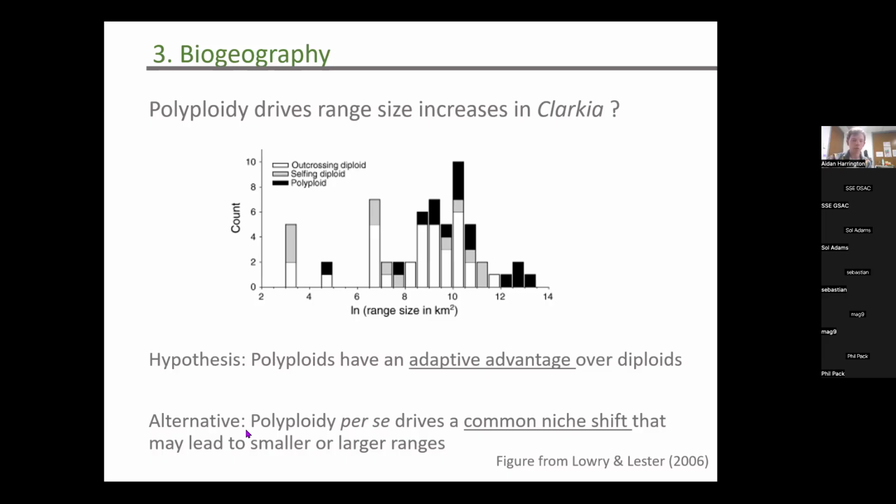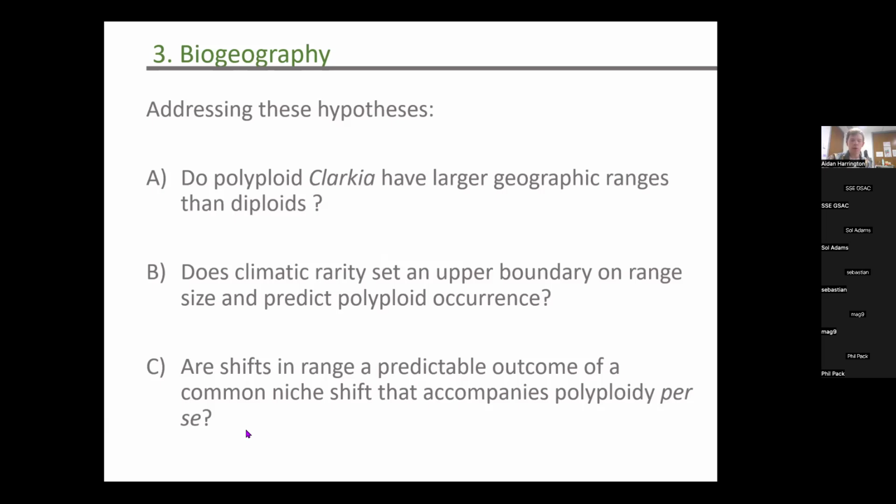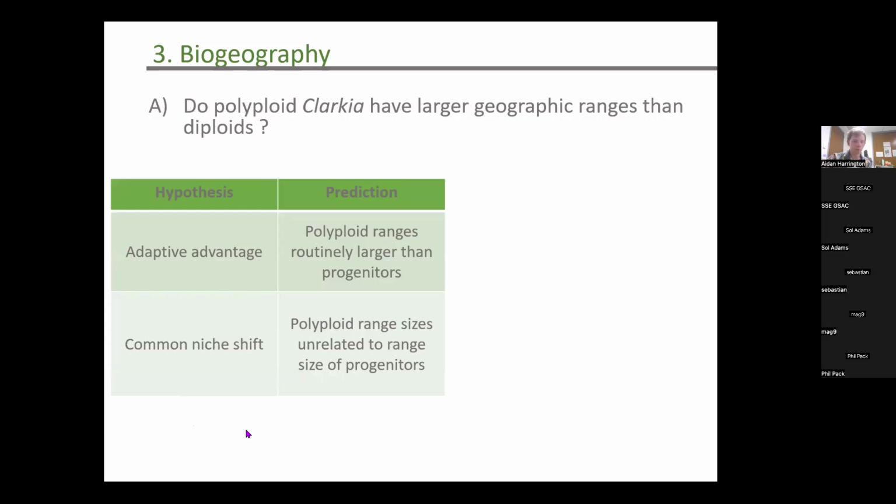Okay, so first, I'm going to step back and articulate a few questions that get at these hypotheses in various ways. And I'll explain how these questions relate to those hypotheses as we move forward. So the first one here is, do polyploid Clarkia actually have larger geographic ranges than diploids, and specifically diploid progenitors? If there is an adaptive advantage to polyploidy, then we would expect that polyploid ranges would routinely be larger than the progenitors. If this common niche shift is actually the explanation, then we would not predict that polyploid ranges would be related to the range size of their progenitors.